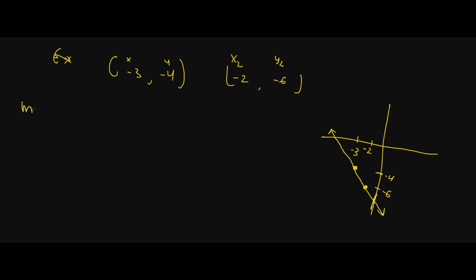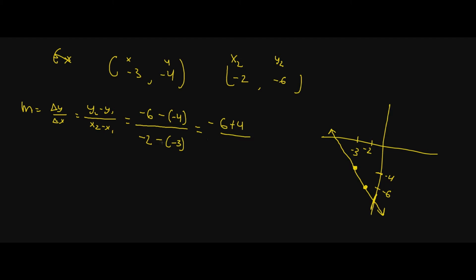So I'm going to find my slope, my m, delta y over delta x, y2 minus y1 over x2 minus x1, and we get y2 is -6 minus -4. I'm putting parentheses just so that I know what's going on, and then we have -2 minus -3. Well, what's a negative times a negative? It's a positive. So we get -6 plus 4 divided by -2 plus 3. So we get -2 on the top and +1 on the bottom, and we get -2 for my slope. So y is equal to -2x plus b.